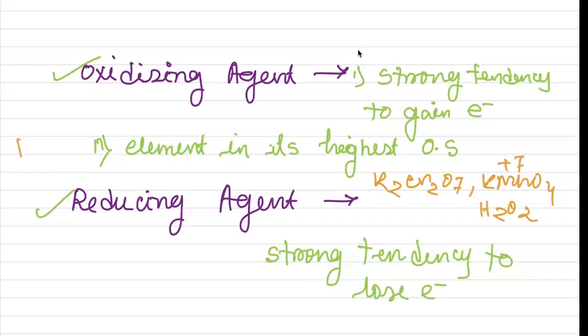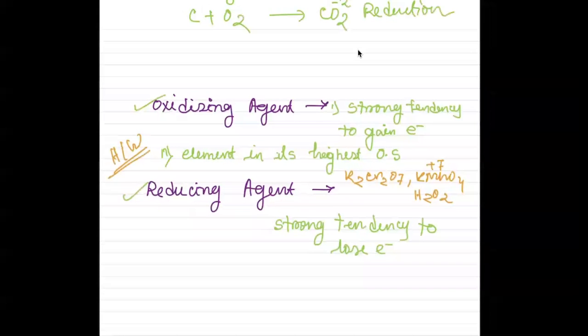Now, your homework: you have to make a list of oxidizing agents and reducing agents, and tomorrow you will tell me what are oxidizing agents and what are reducing agents. So that will be your homework. You find out from your book, you Google it, and then you let me know. Okay, clear? Can I move to the next topic? Yes, ma'am.